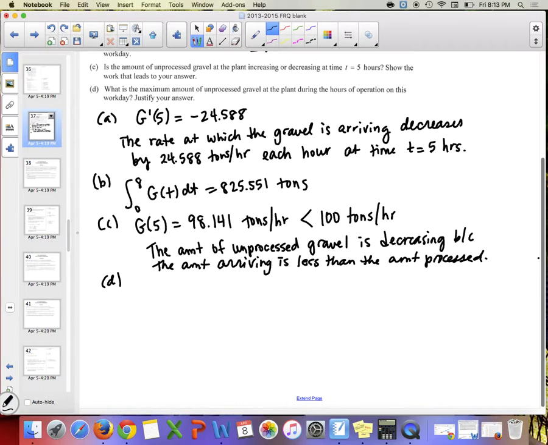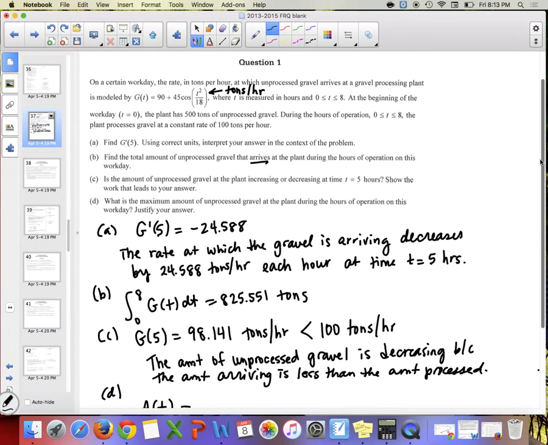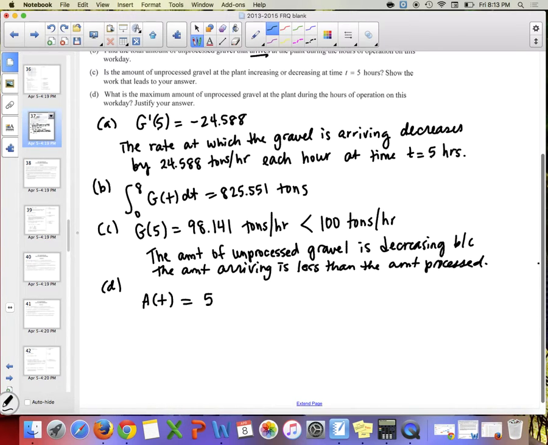So if you're talking about just in general how to write the amount of unprocessed gravel at the plant, what we're talking about is we would need to say, well, we started with, so my amount at time t, we started with a total of 500 tons of unprocessed gravel. And our g of t is in tons per hour. So if I just want tons, then I'm going to have to integrate that. I'm going to have to get tons by integrating. Okay, so I'm starting out with 500, and I'm going to integrate from time 0 to time t.